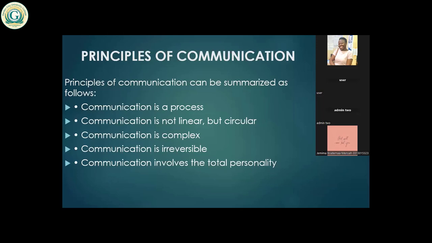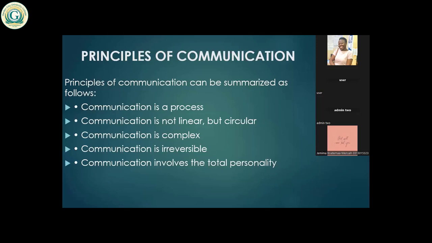Okay, so these are the principles of communication. Communication is a process. It's cyclic. Communication is not linear but circular; you go and come back to the same thing. Then communication is complex. What you say is irreversible. You can apologize, but still it's there. You can't erase it. So communication involves the total personality.